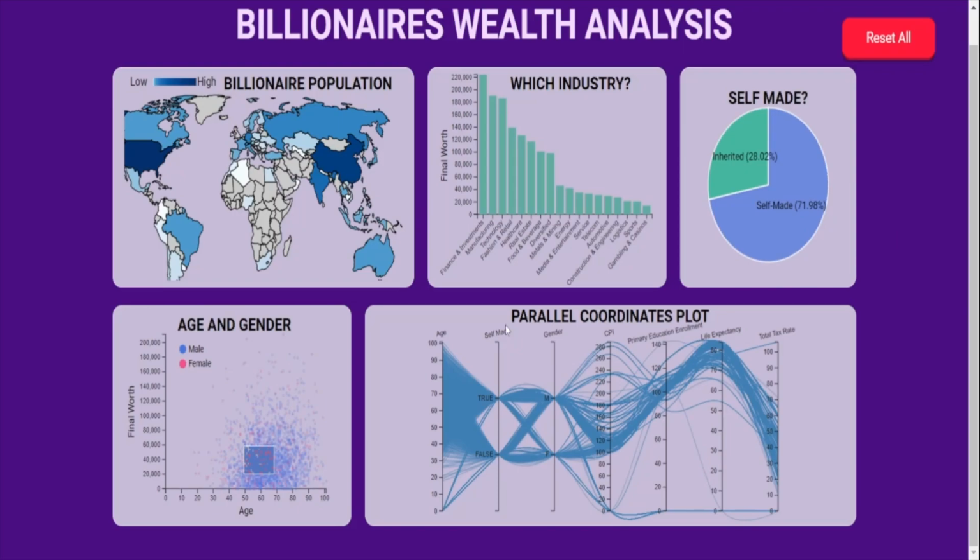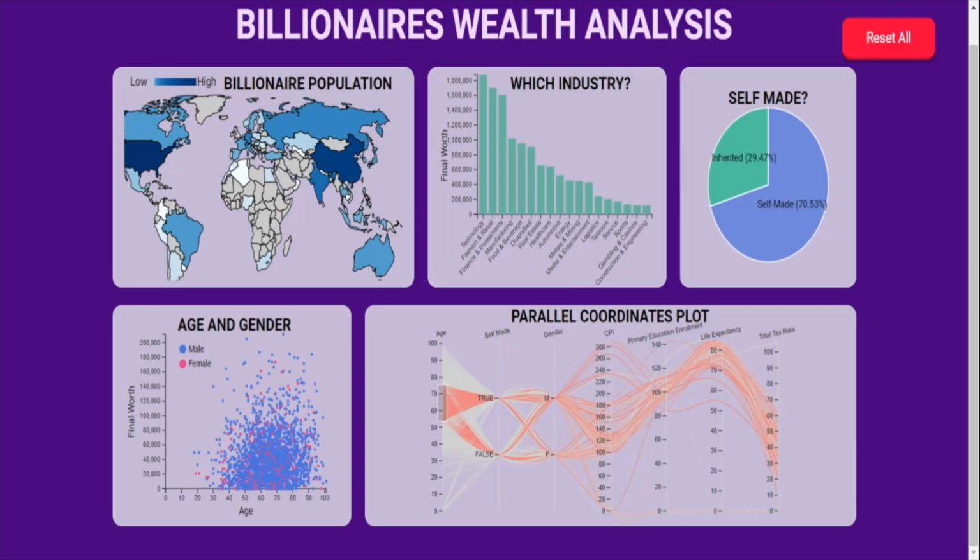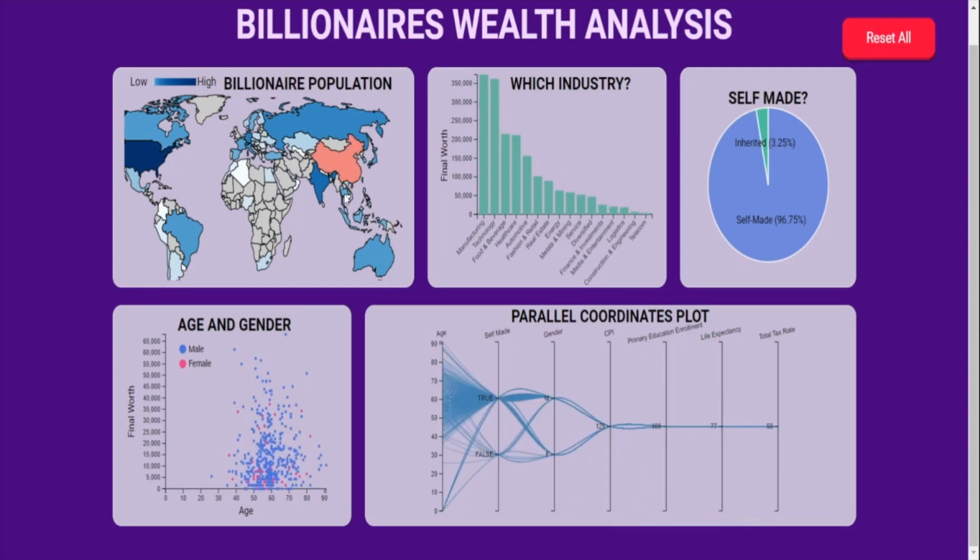Coming to the final plot, which is the parallel coordinates plot, we have implemented the brushing feature, so we can select a particular range of values, and we have also implemented the highlighting feature in the plot. Here we can compare the values for the CPI, primary education enrollment, life expectancy and tax rate, which are socioeconomic factors pertaining to each country. So we can analyze each of these for a particular country.